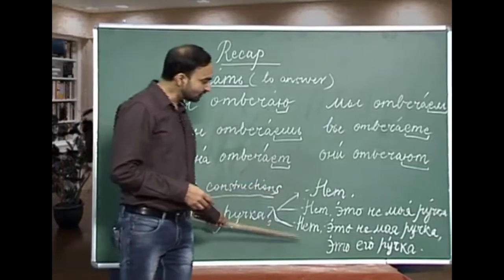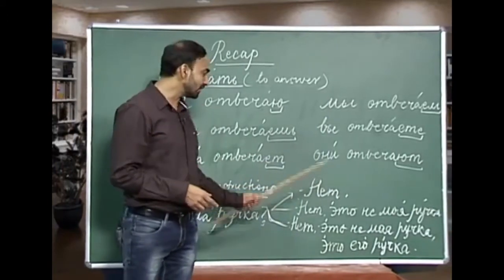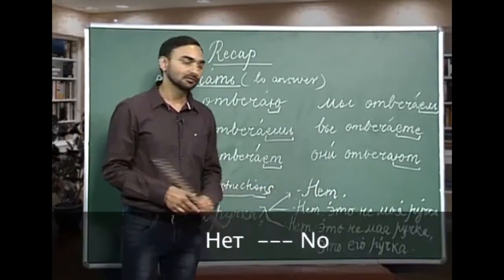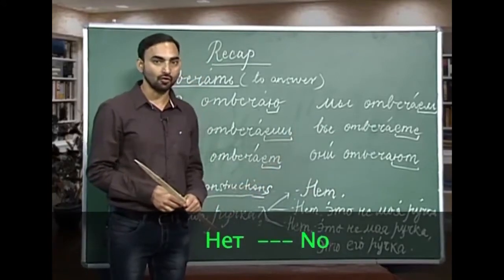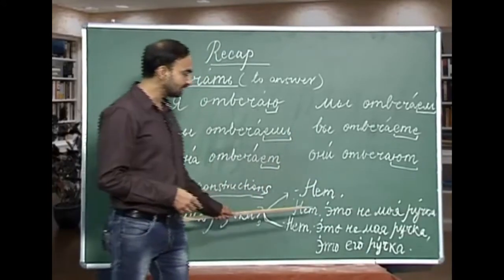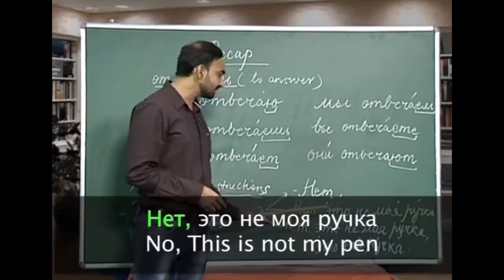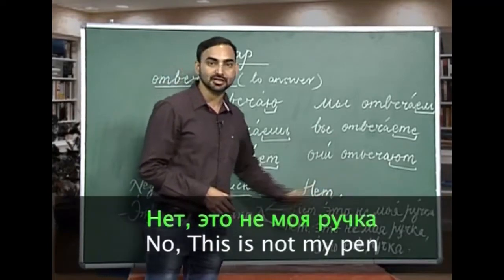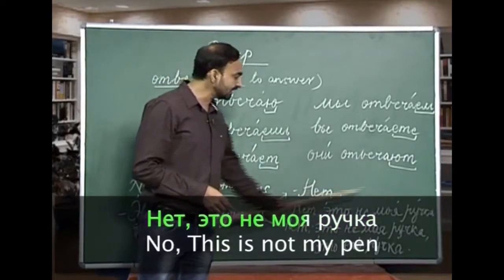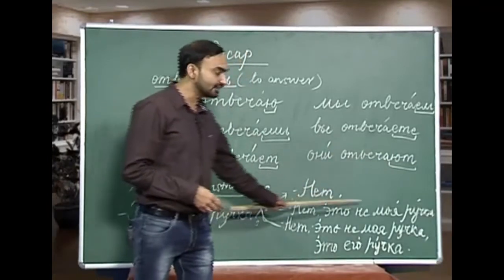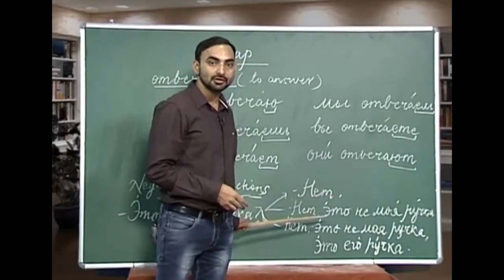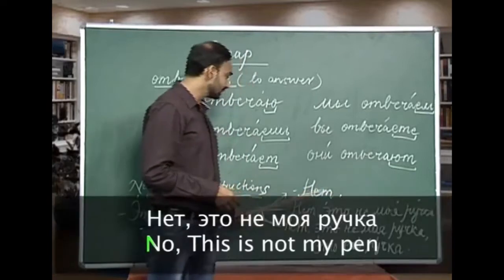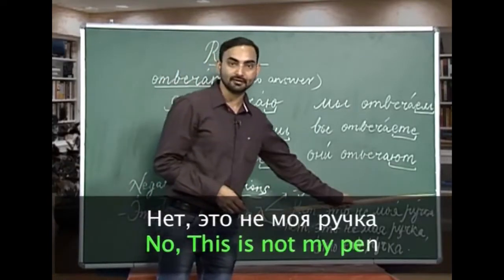There are three ways you can answer this question. First one is the short answer. Just say нет, no. Or you can say a complete answer, which is нет, это не моя ручка. There are two negations here. So, in Russian we use dual or double negation. No, this is not my pen.